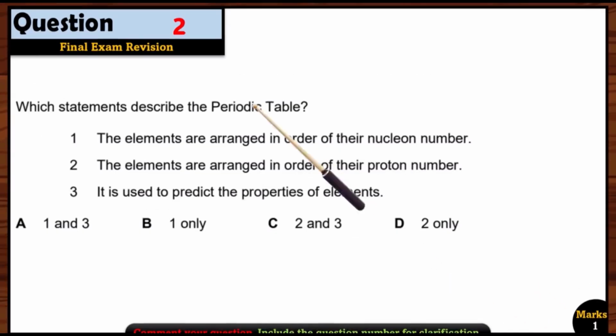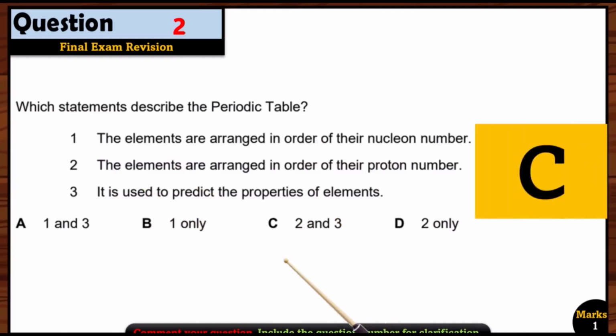So first question, which statement describes the periodic table? First, the elements are arranged in order of their nucleon number. Wrong. They are arranged in order of their proton number. It is used to predict the properties of elements. Yes, right. So options 2 and 3 are right. That is C. So C is the correct option.